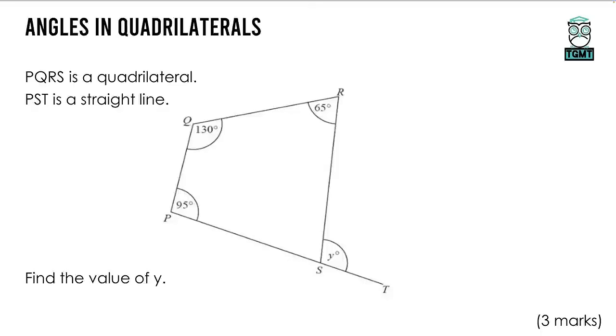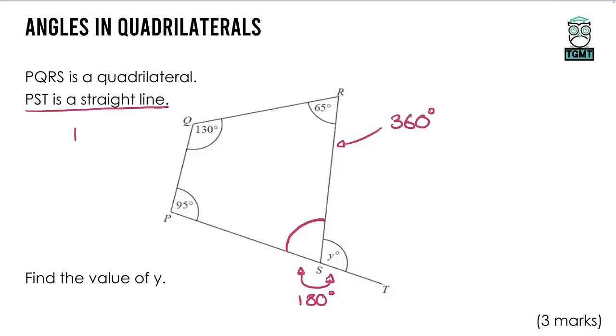Okay, so looking at some angles in quadrilaterals. It says here PQRS is a quadrilateral, PST is a straight line, find the value of y. Now angles within a quadrilateral, we need to know, add up to 360 degrees. So we need to add up the angle that we've got and see what's missing to find this missing angle here inside the quadrilateral. That's going to help us get to y, as it's told us that PST is a straight line. So these two angles here, which are next to each other on a straight line, add up to 180 degrees. So that's all the knowledge that you need to know for this question.